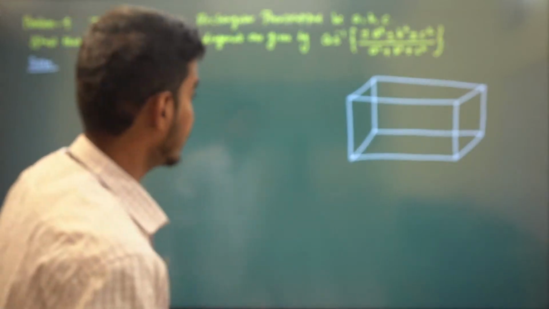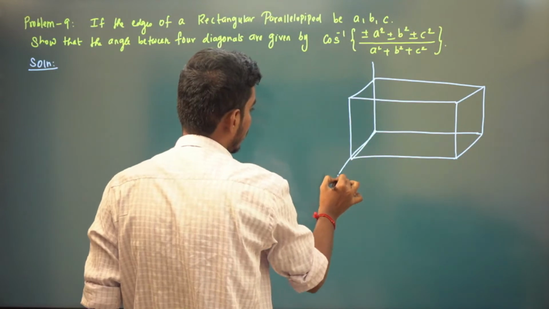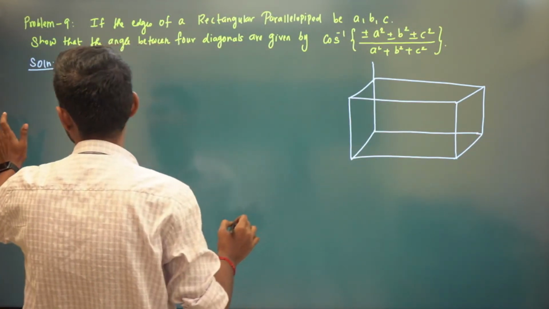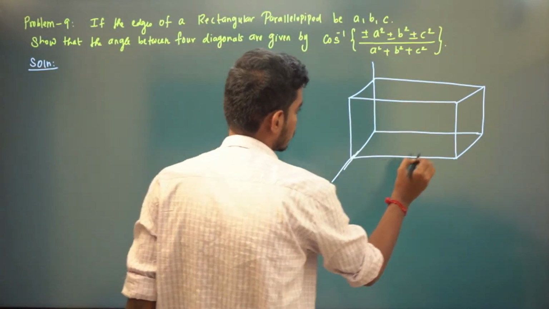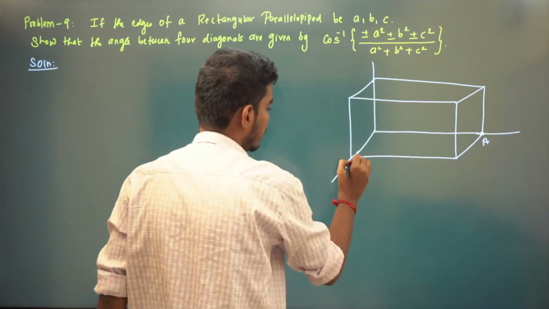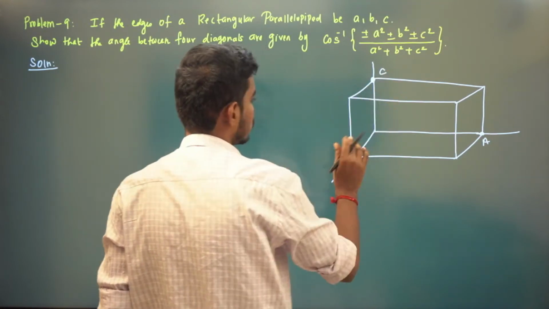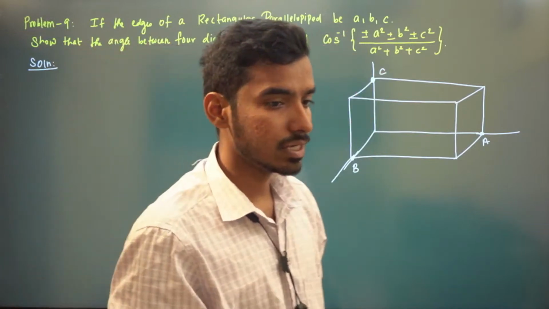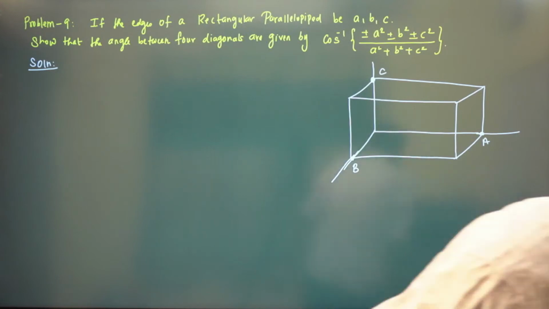So we have a rectangular parallelepiped. Let's extend this and mark the axes. Let us mark this as A, this as B, and this as C. So we have our x-axis, the y-axis is our b-axis, and the z-axis is our c-axis.